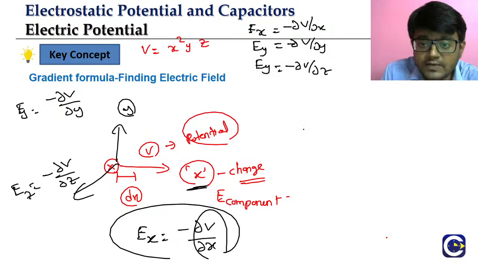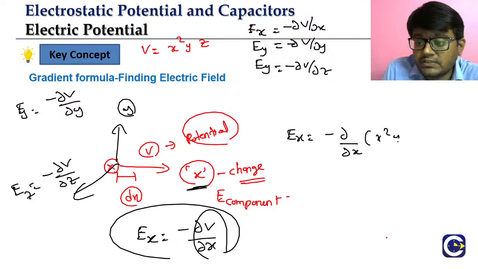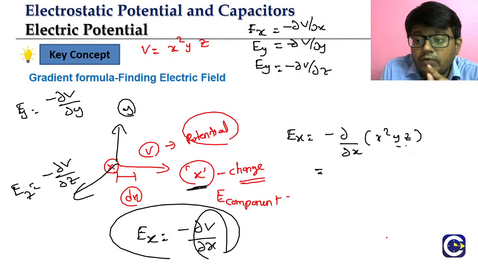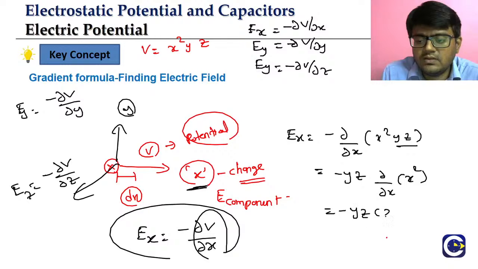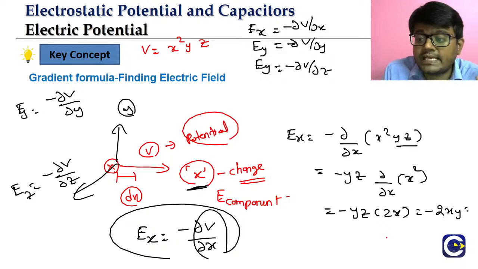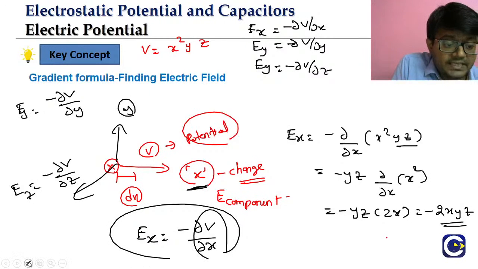Now look, let's calculate ex first. What is it? Minus, we have to take the partial derivative of the potential function x square yz. Look, when we take the partial derivative, y and z will be constants, so y and z just come out. After taking y and z out, it is like a normal derivative. What is the derivative of x square? 2x. That's all. So what is this? Minus 2xyz. That is our ex value. Okay? After that we will find ey.